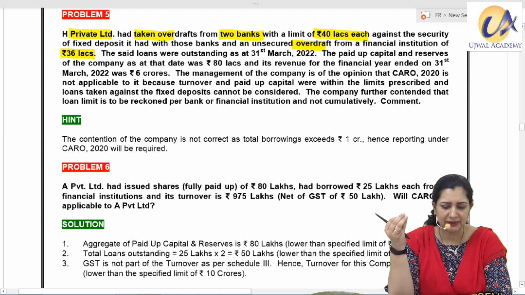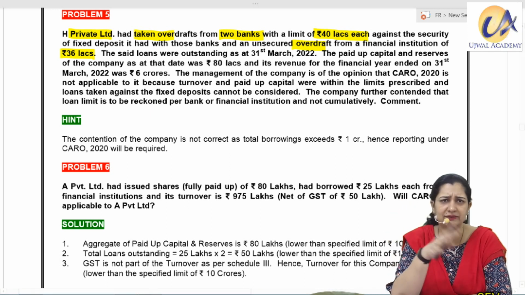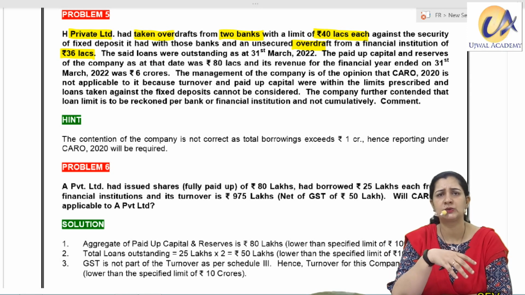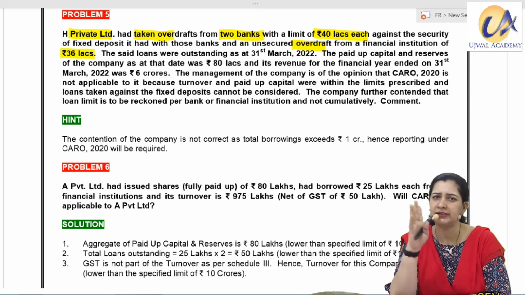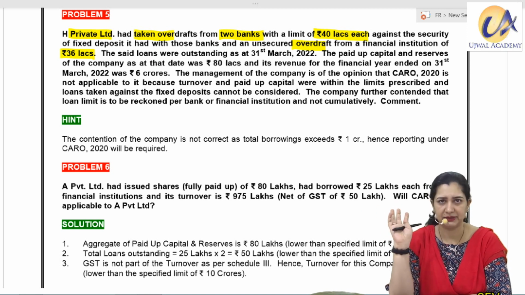Then they have got some paid up capital reserves, 80 lakh. So first condition, 80 lakh, it is within 1 crore. Even the turnover is 6 crores, so it is within 10 crores. But one condition they have not followed, or they have violated the limit.